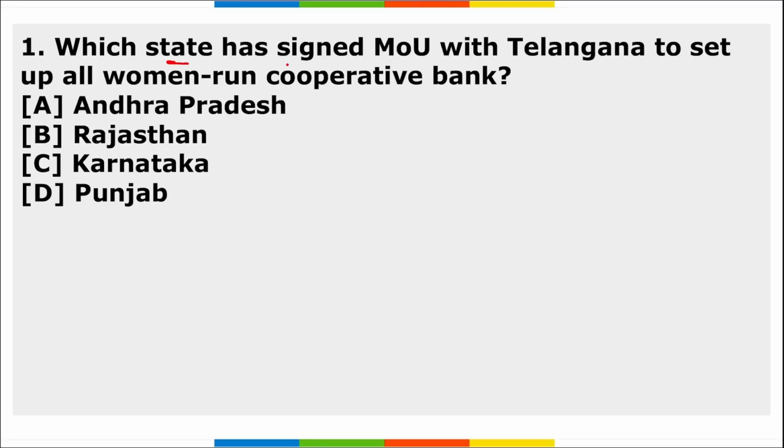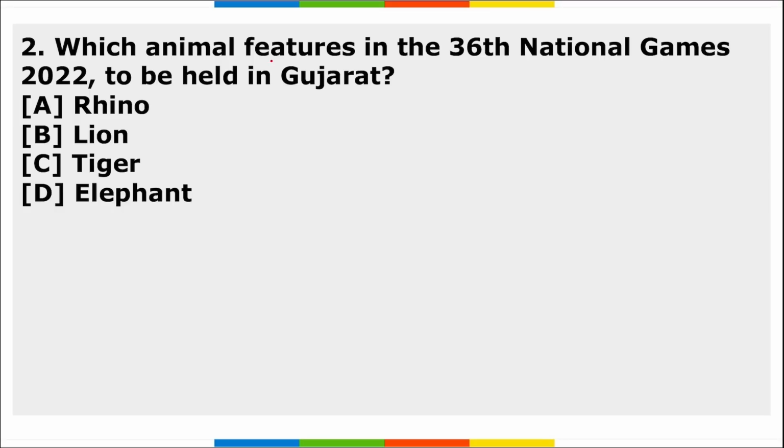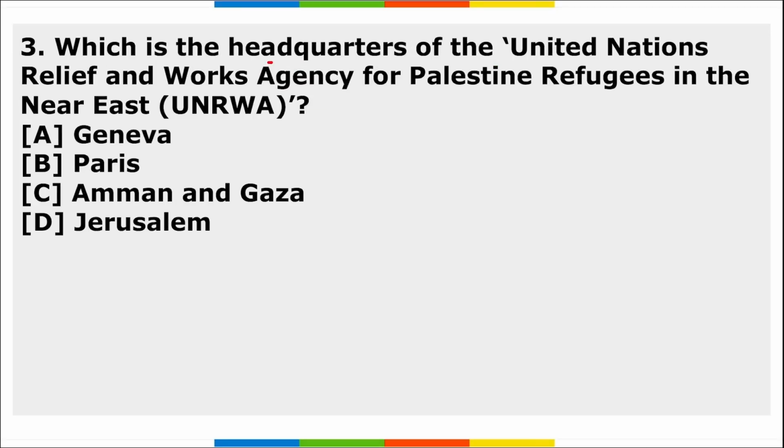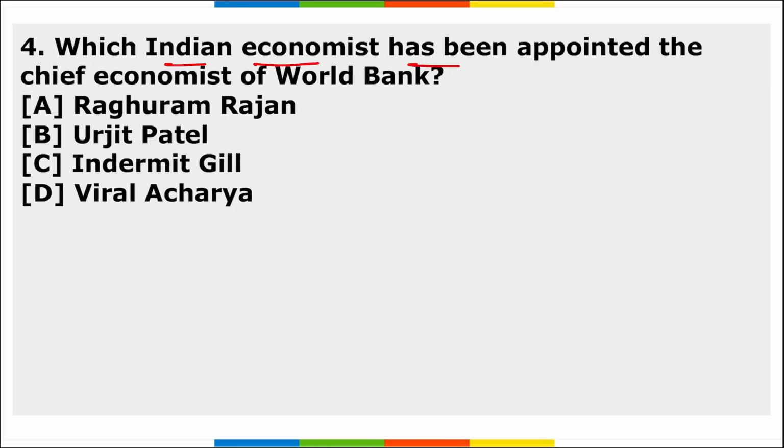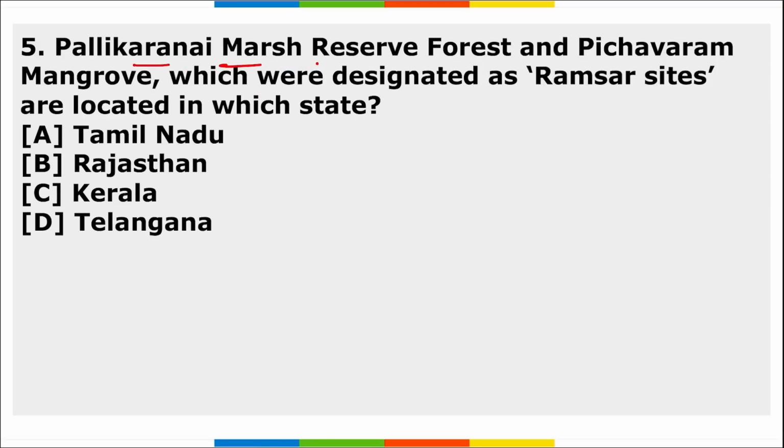First question is, which state has signed an MOU with Telangana to set up all women run cooperative bank? Second, which animal features in the 36th National Games of 2022 that are to be held in Gujarat? Next, which is the headquarter of the United Nations Relief and Works Agency for Palestinian Refugees in the Near East? Fourth question, which Indian economist has been appointed as the chief economist of the World Bank? Important question. Next, Pallikarnai Marsh Reserve Forest and Pichavaram Mangrove, which were designated as the Ramsar sites, are located in which states? Where are these located? So friends, these are your important current affairs.